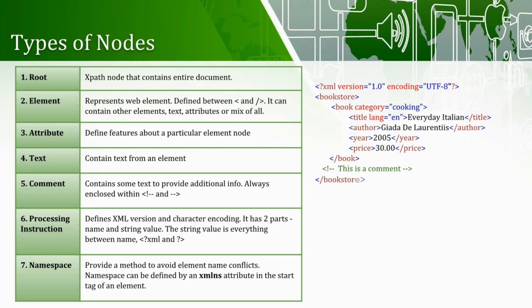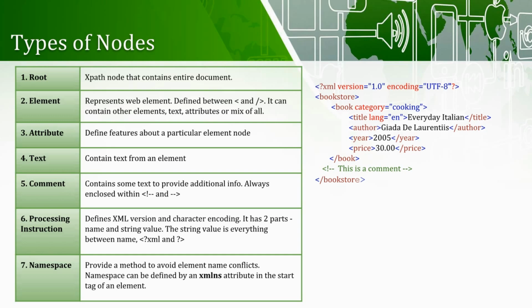Element node represents the web element. It is defined between the less than and greater than symbols. It can contain other elements, text, attributes or a mix of all. For example, here book acts as an element node, but it can contain other elements such as title, author, year and price. And it can have text and attributes. For example, the book node is the element node which contains the attribute category whose value is cooking. So category equals cooking is the attribute. So we can have an element node with a mixture of text, attributes and other element nodes.